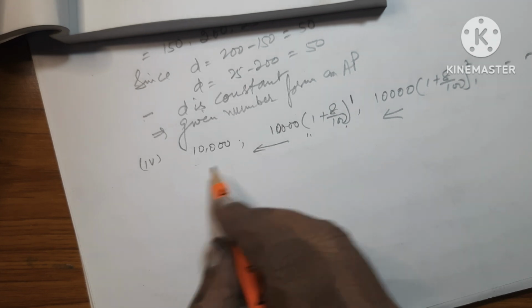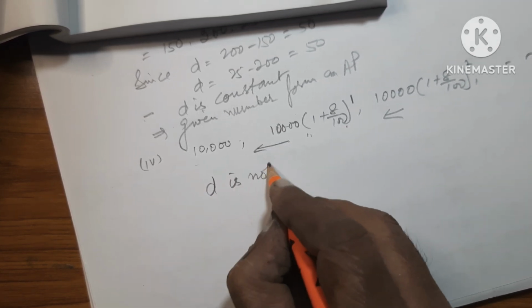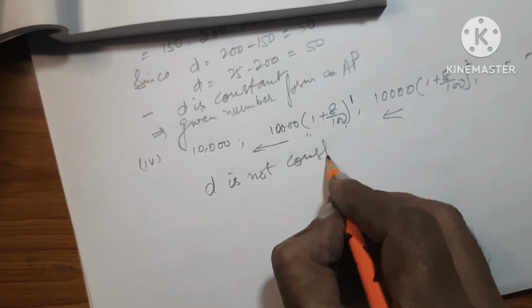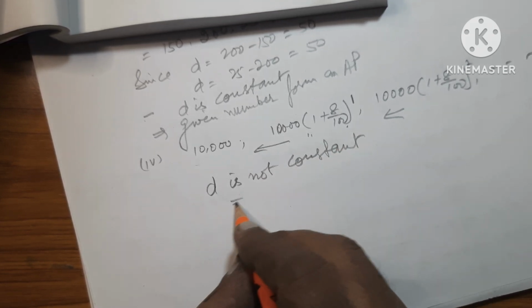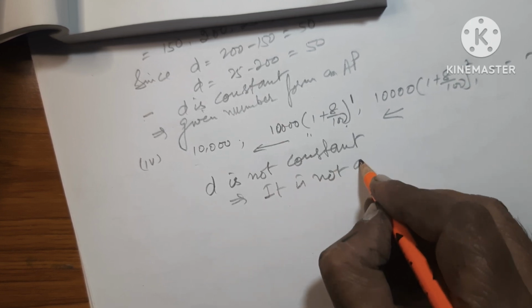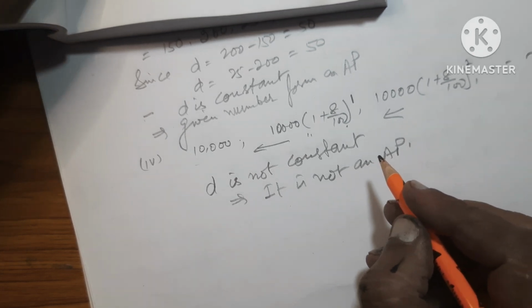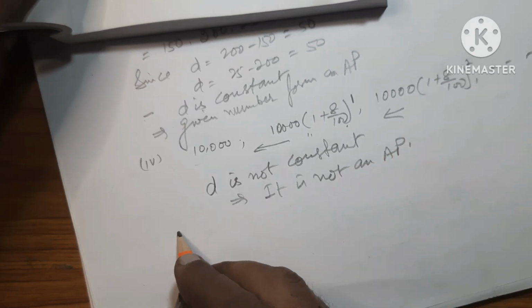The difference D is not fixed. D is not constant. Therefore, it is not an AP. Now we will move on to question number 2.